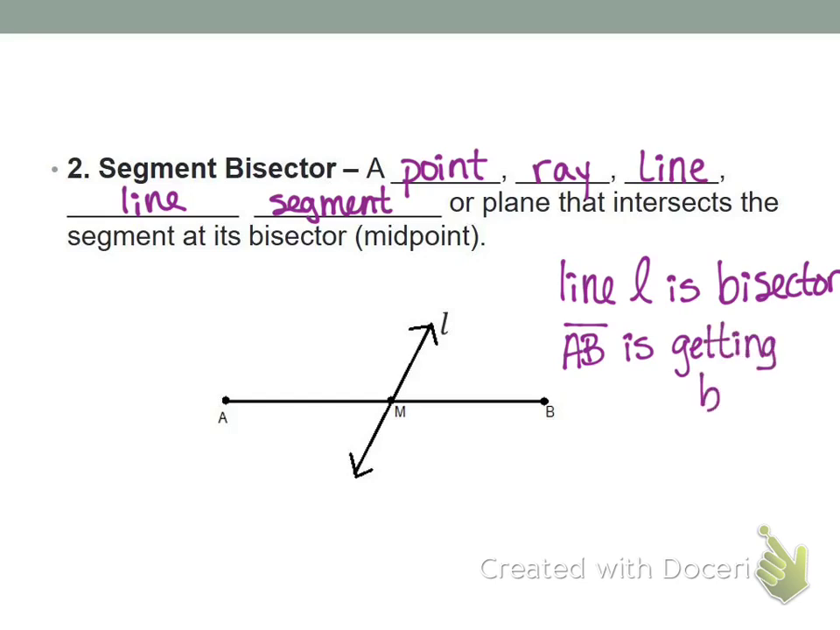So it's whatever line it goes to? Yes. And normally you would have to either be told that in the directions or your diagram would have to be marked. So again, this one's going to get marked with AM congruent to MB.